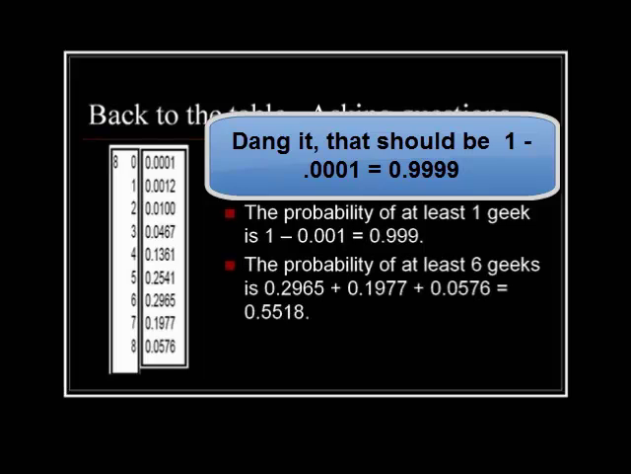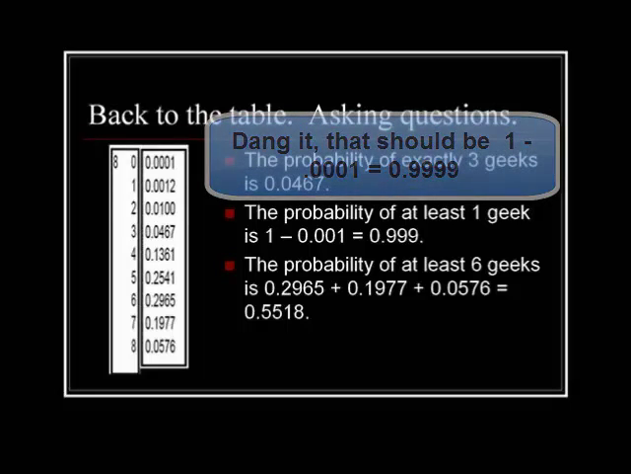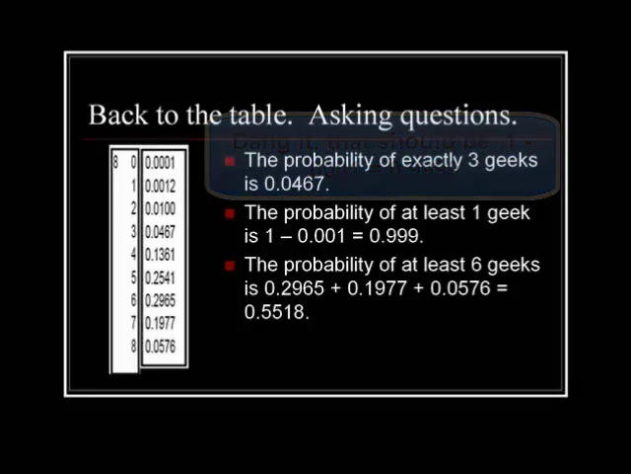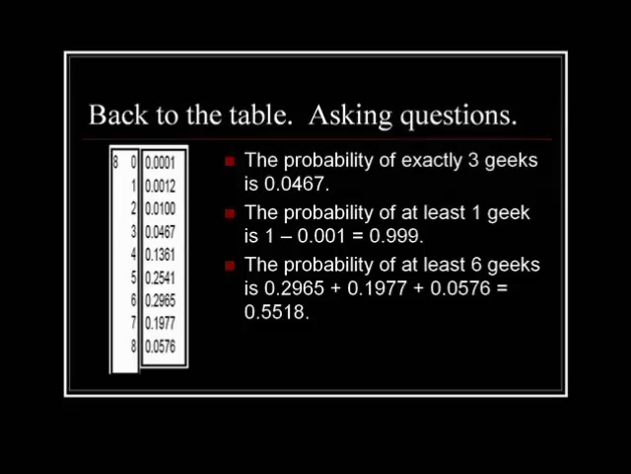So the probability of at least 6 geeks, we'll start at 6. 6 is at least 6, 7, and 8, and just add those probabilities, the 0.2965, the 0.1977, and the 0.0576. And I got that to be 0.5518, about 55%.